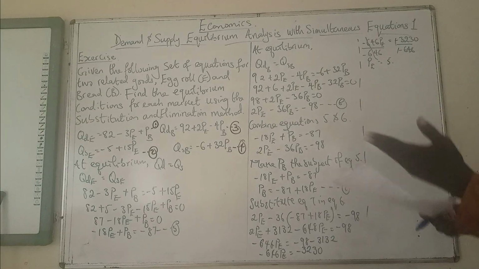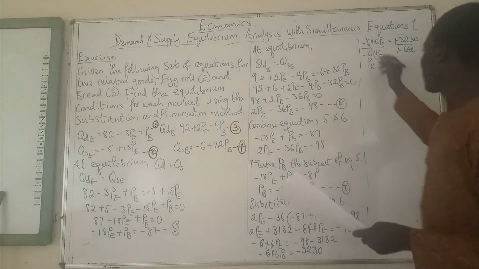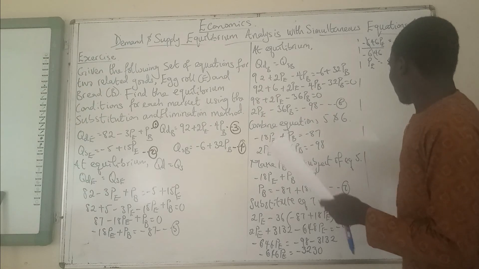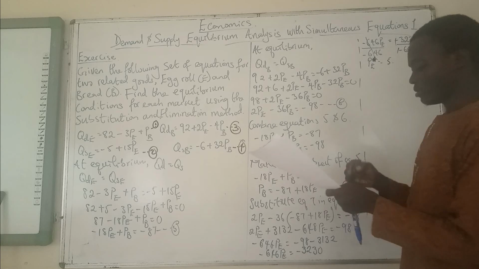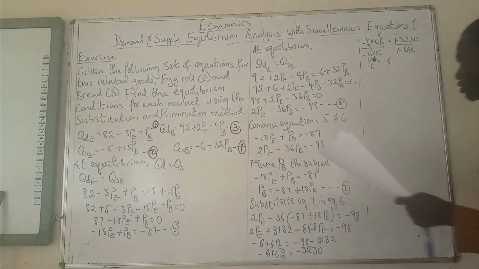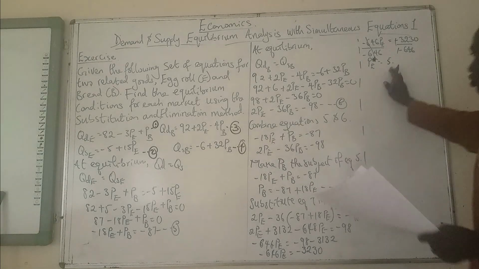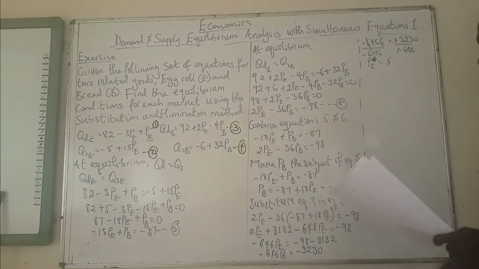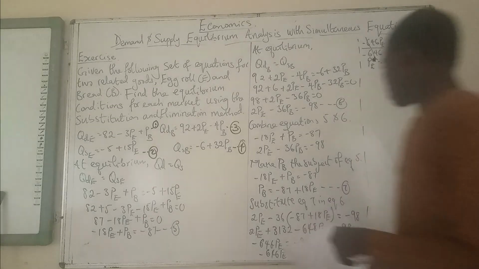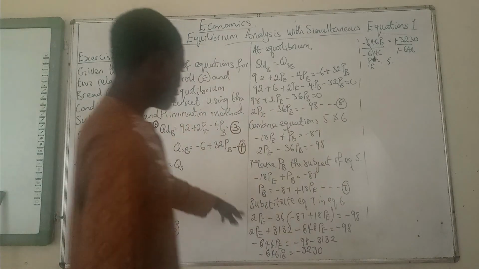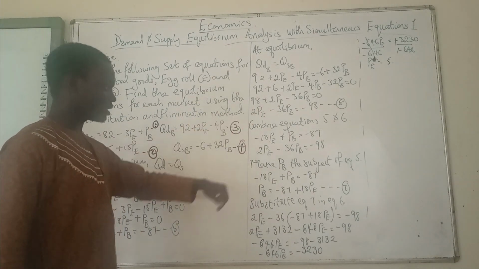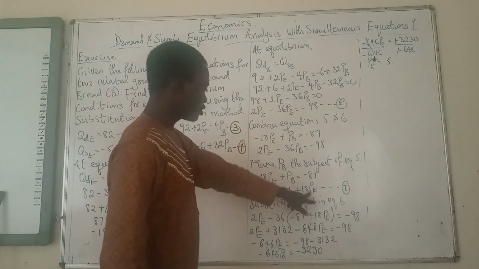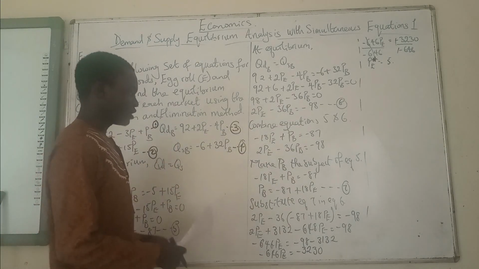Then we said quantity demanded equals quantity supplied. So this is an equilibrium price. It's an equilibrium price, so you have to put an asterisk on it. So from there, since we already have what the price of E is, we come back to where we made PB the subject. We made the price of bread the subject of equation 7. I already have what PE is, so definitely we can get the price of bread.